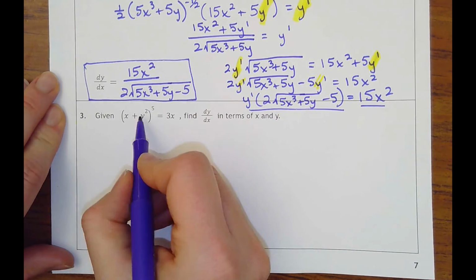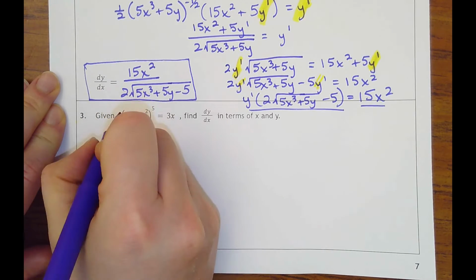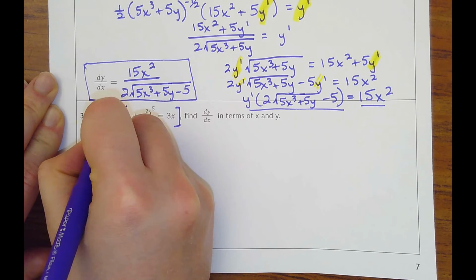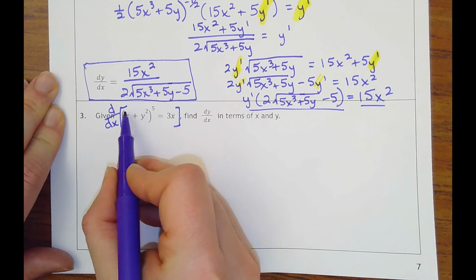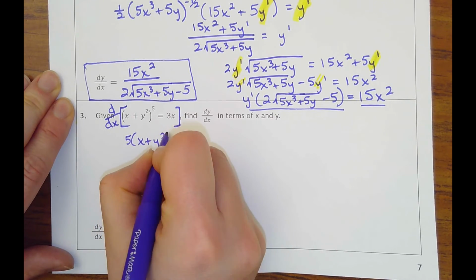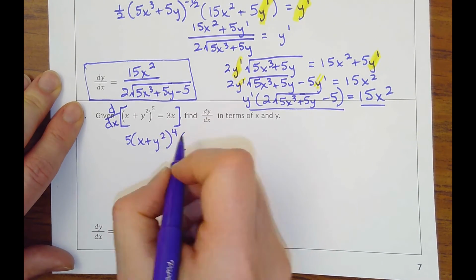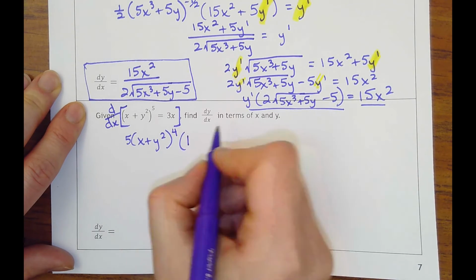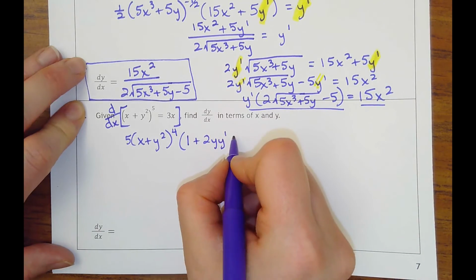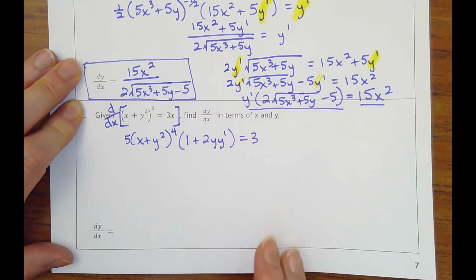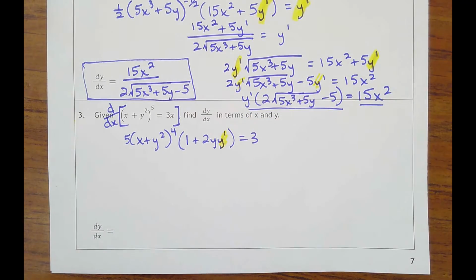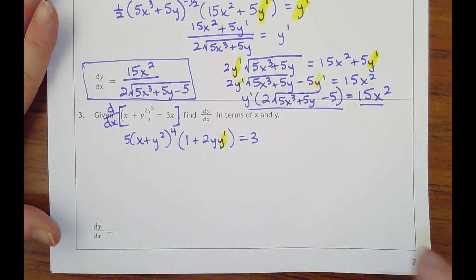We have x plus y squared raised to the 5th power equals 3x. So I'm just going to go ahead and put my brackets because I feel like I'm going to run out of room on this one. Times d over dx. Chain rule, take the 5, bring it in front, times x plus y squared to the 4th, times the derivative of x, which is 1, plus 2y, but then times y prime, equals 3. All right, y prime is only here, but again it's got multiplication.